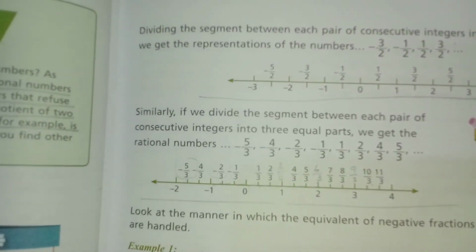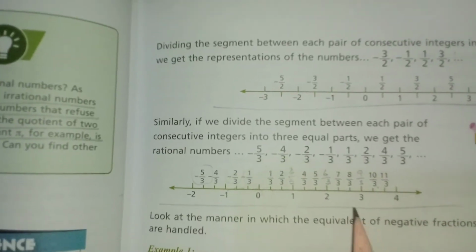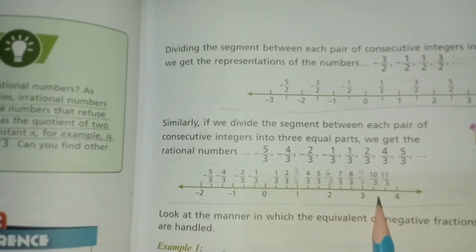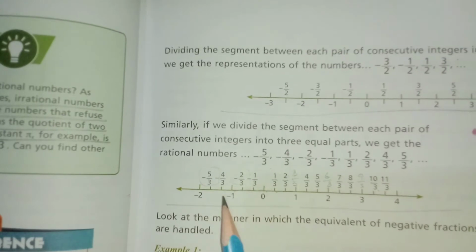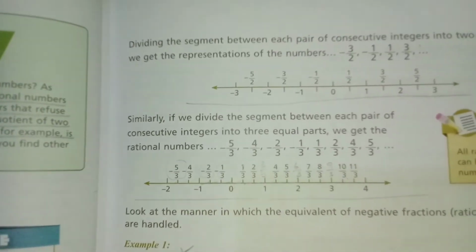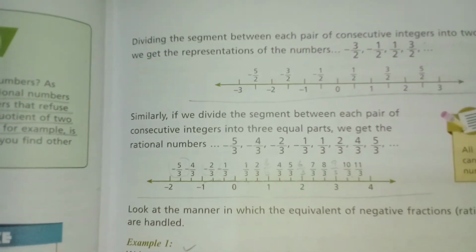So we have learned that numbers increase to the right on the number line and they decrease to the left on the number line. Now we have to do some questions according to this topic.